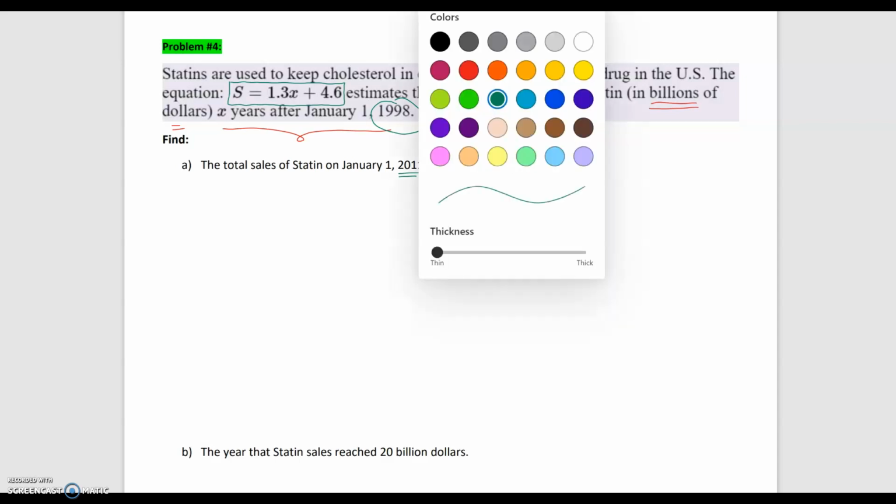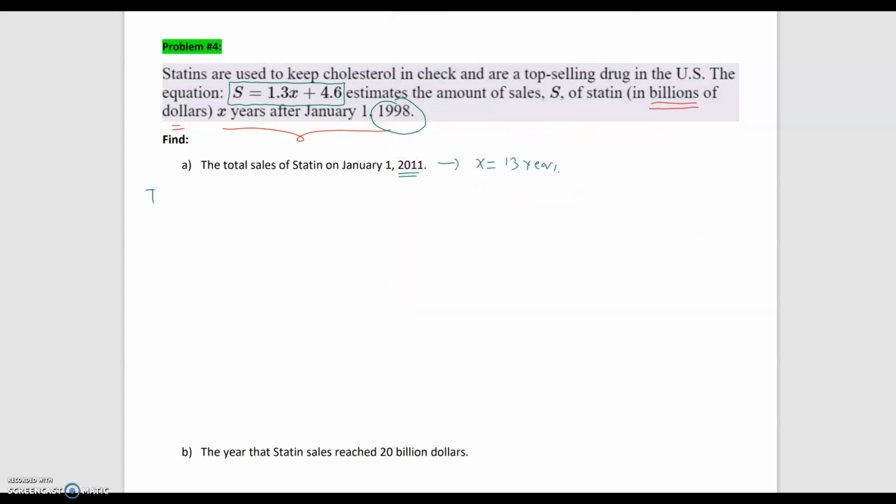So the total sales, and let me just rewrite it. So total sales, well, we're just going to have S is equal to 1.3x plus 4.6 with X is equal to 13. So we're going to be evaluating 13, since it's 13 years since 1998, into the equation given. So remember that this gets evaluated in this position.